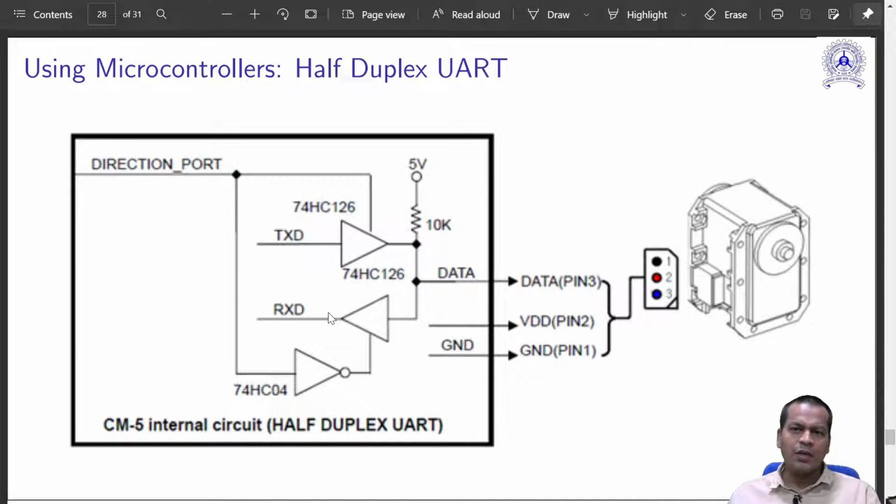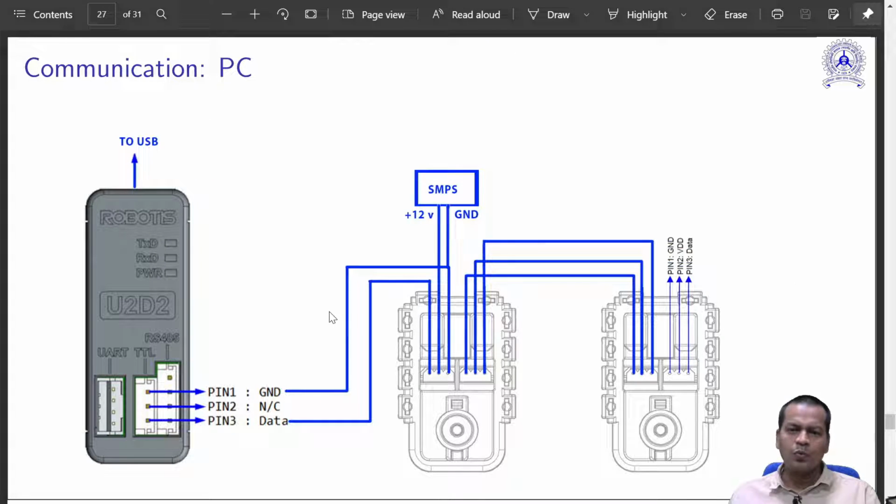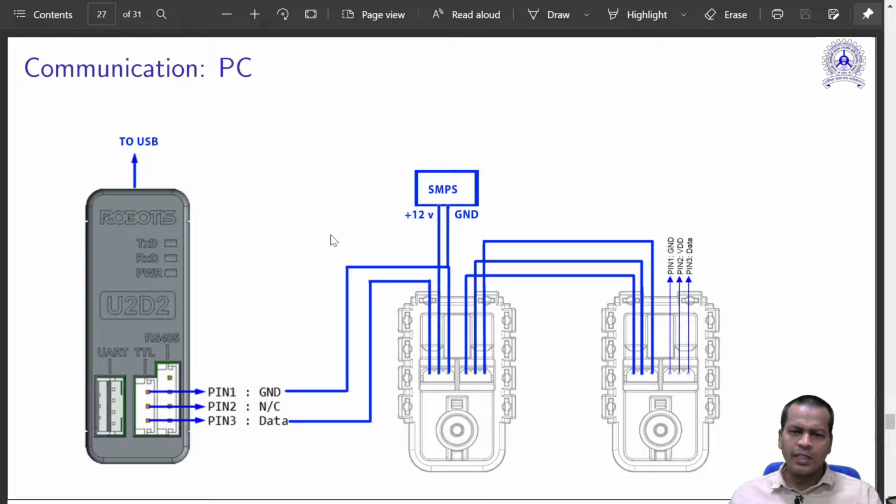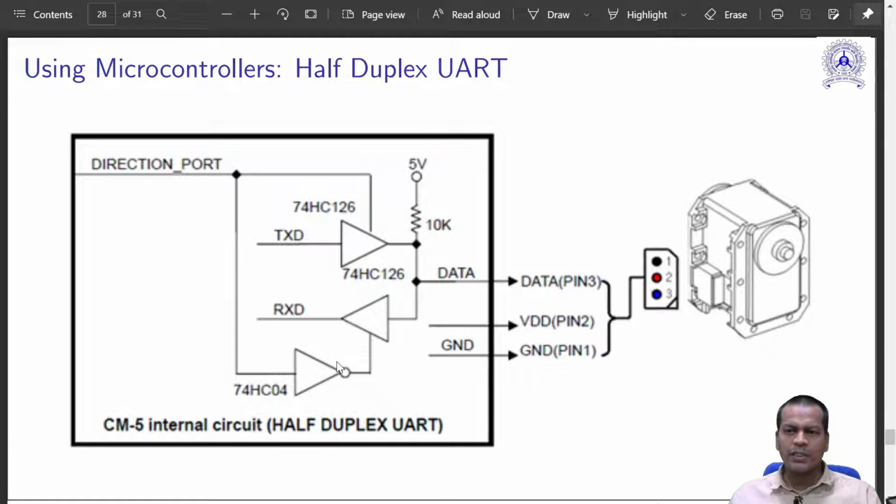Okay, so this is how half duplex communication works. Half duplex, as I have said, communicates through just 2 wires. One is common, that is ground. Data is to and fro. Sometimes it reads the data from the same wire, sometimes it sends the data from the same wire. This is what half duplex is. It is done like this. A standard IC something like this is there. So this is already there in this type of device, U2D2. That is used to communicate with these motors.